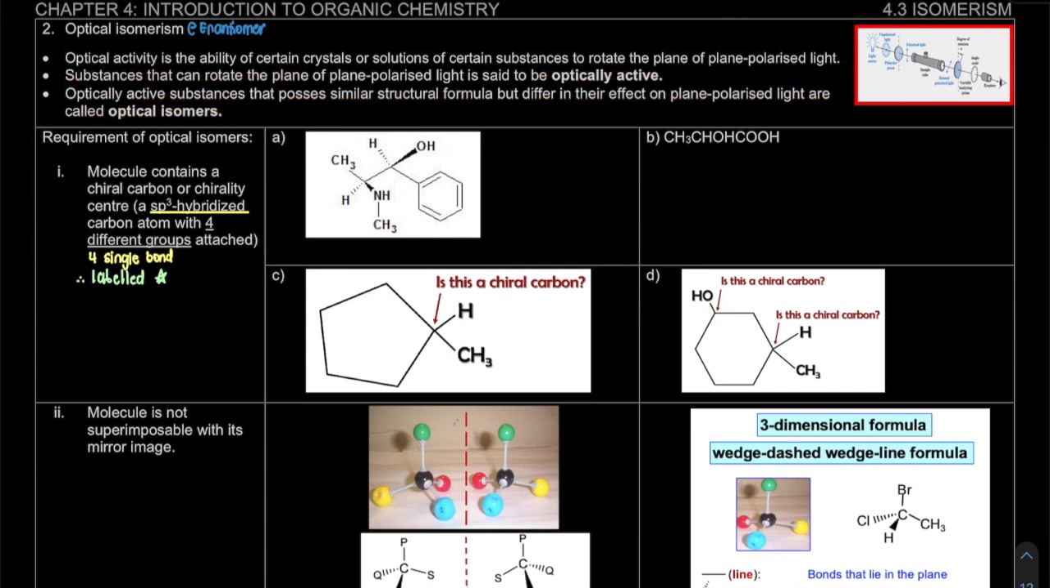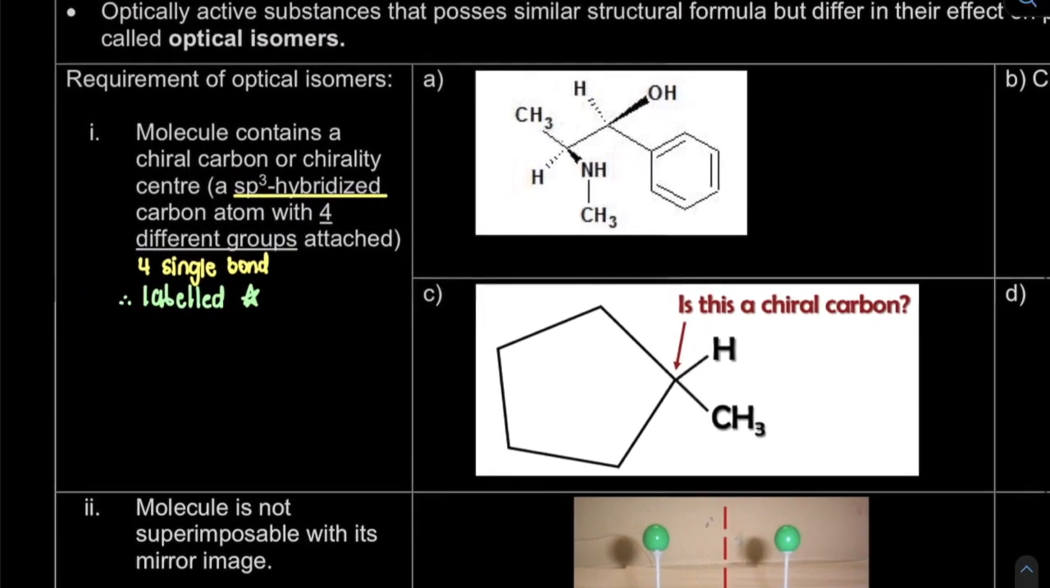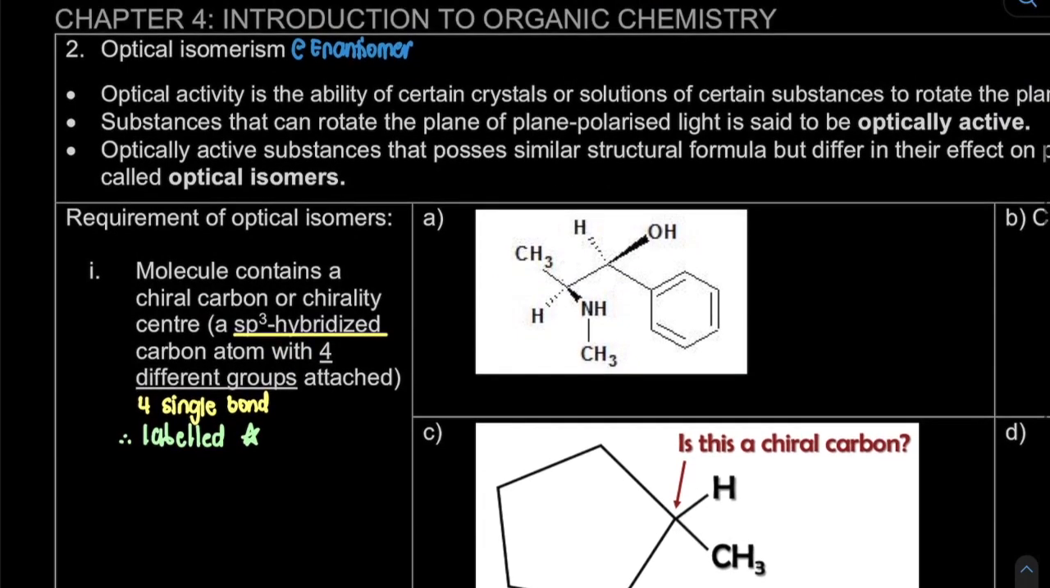Okay, for cis trans, we have learned there are requirements for the molecule to exhibit cis trans isomerism. The same goes for optical isomerism. The molecule must possess certain characteristics. The first requirement for optical isomerism is that the molecule must contain a chiral carbon or chirality center. So what is a chirality center? A chirality center is an sp3 hybridized carbon atom with 4 different groups attached.